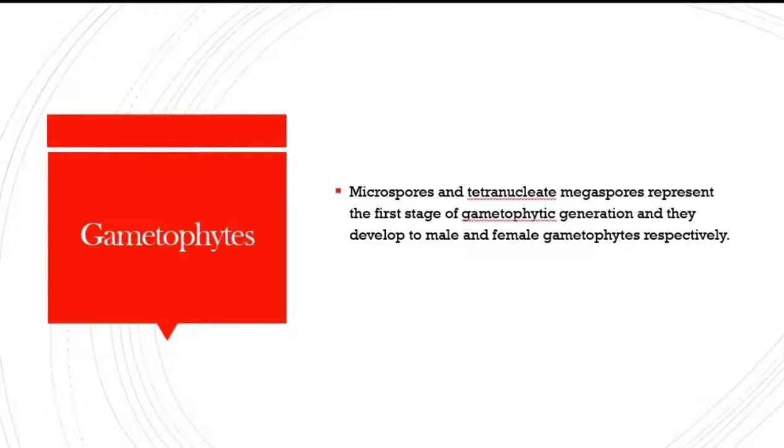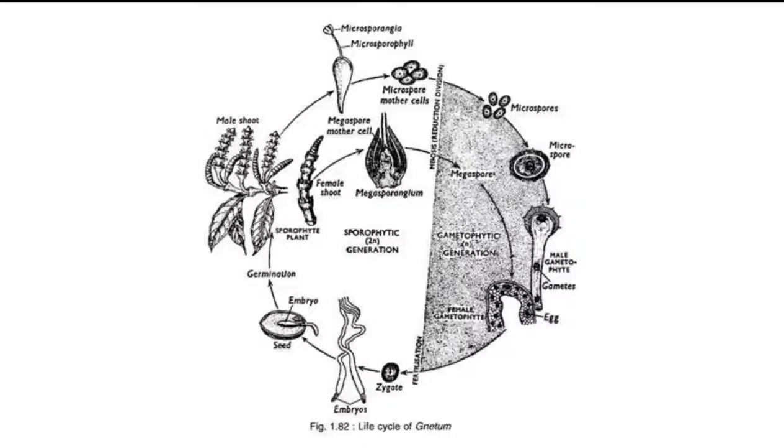Gametophytes. Microspores and megaspores represent the first stage of the gametophytic generation, and they develop into male and female gametophytes respectively. The female gametophyte develops from the megaspore mother cell. The megaspore mother cell undergoes reduction division to form 4 cells, which may become an embryo sac. When several megaspores begin to function, several gametophytes may be produced within a single ovule.